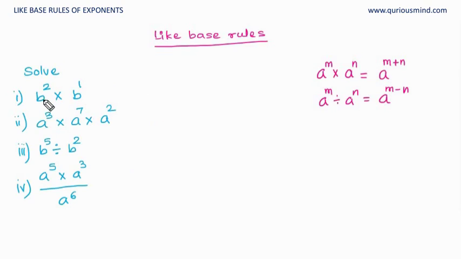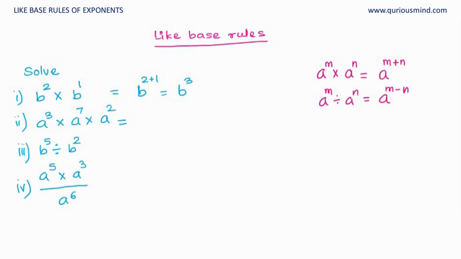Let's solve this. B raised to 2 multiplied by B raised to 1. So using the rule, if you see, the base is the same. So if the base is the same and those exponents are multiplied, then in the answer the base remains the same. So the answer's base also will be B. Now what is the answer's power? If it is multiplication, the powers get added. So it will become 2 plus 1. And that is B raised to 3.